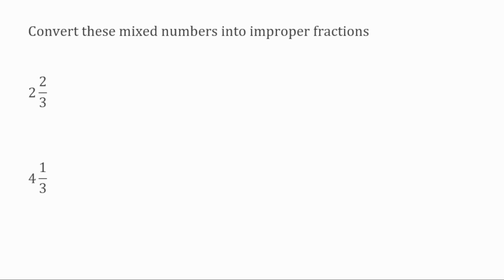So now we're going to take a look at these questions where we do them the other way around. This time we're converting mixed numbers into improper fractions. So looking at this first example, I've got 2 and 2/3.